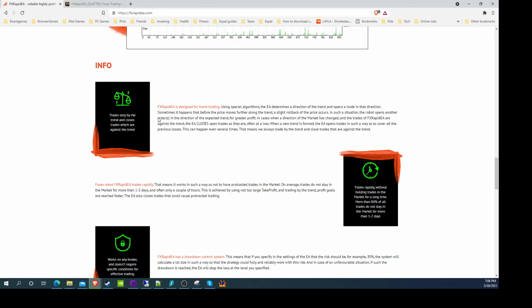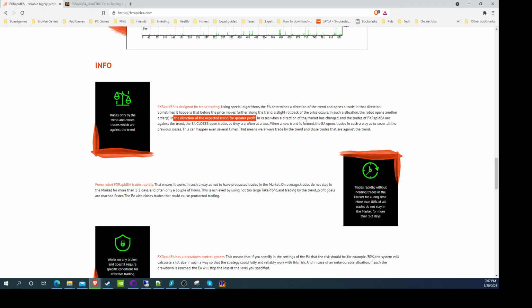So if we scroll down, it says the EA is designed for trend trading. It uses special algorithms, determines the direction of the trend, opens a trade in that direction. Probably special algorithms means it's an MA crossover of some kind, or maybe it's some kind of an oscillator. Sometimes it happens that before the price moves further along the trend, a slight rollback of the price occurs. In such a situation, the robot opens another order in the direction of the expected trend for greater profit, i.e., you can read that as it's a grid robot. They don't say it, but that's what you can understand from that.